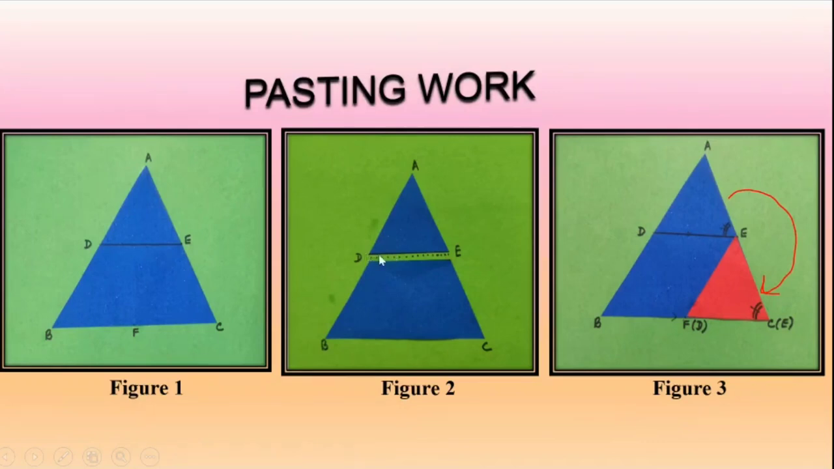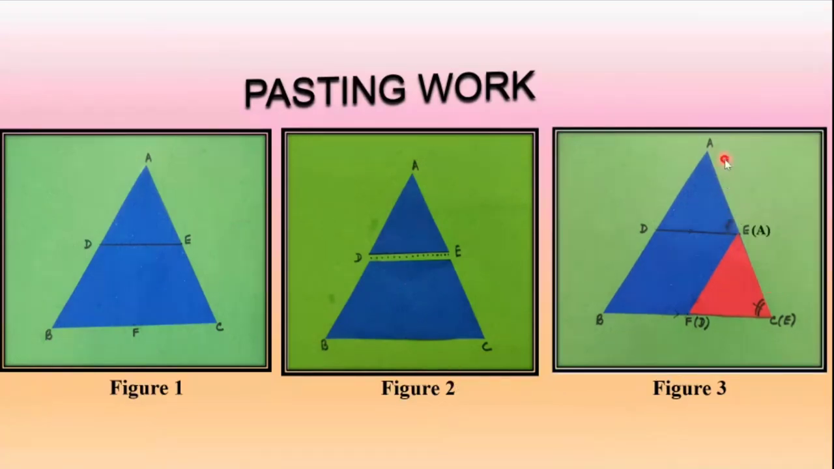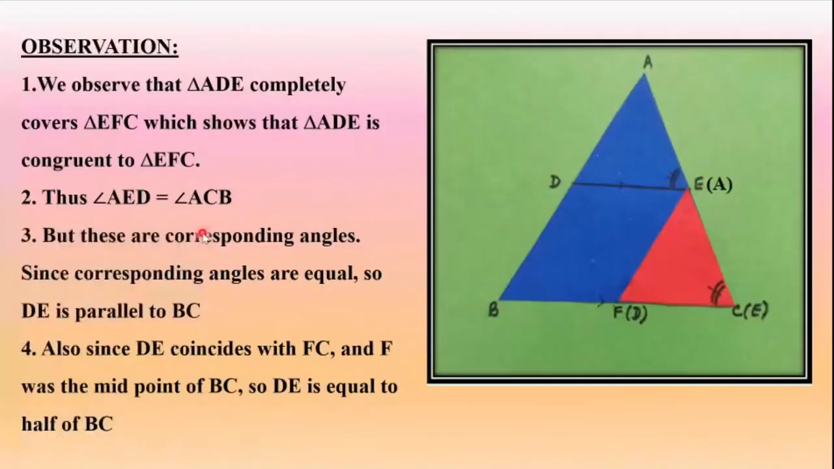So I just cut it along DE. I make the triangle ADE. One way is that I can just paste the same triangle here. The better way is that I take it out and trace it on another colored sheet, and that sheet I am pasting here. Now see the third figure. I take up this triangle ADE, which was in a different color, and I paste it here such that DE coincides with FC. Let us see the observations.